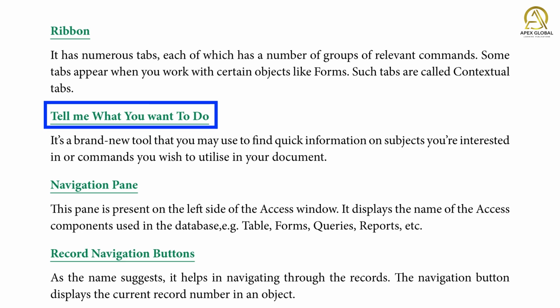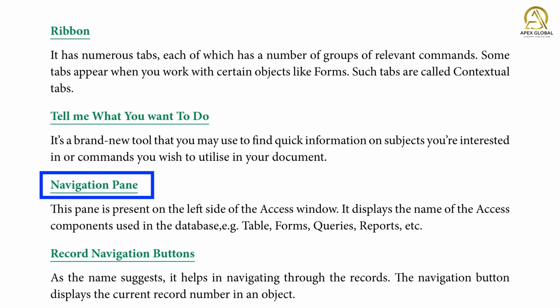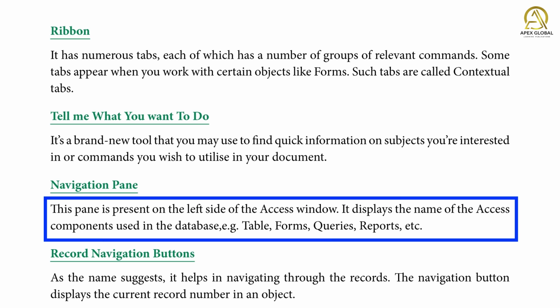Tell me what you want to do. It's a brand new tool that you may use to find quick information on subjects you are interested in or commands you wish to utilize in your document. Navigation pane. This pane is present on the left side of the Access window. It displays the names of the Access components used in the database. Example: tables, forms, queries, reports, etc.